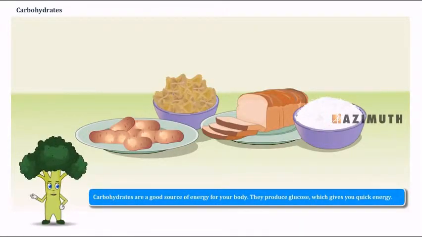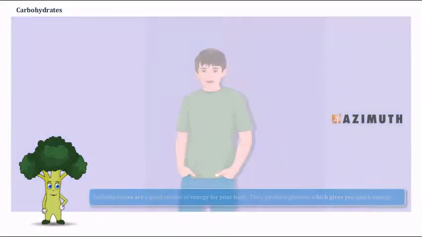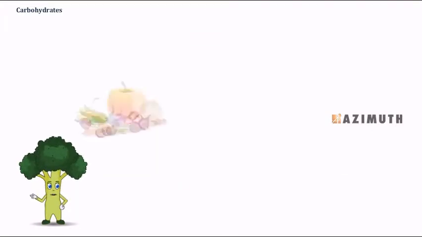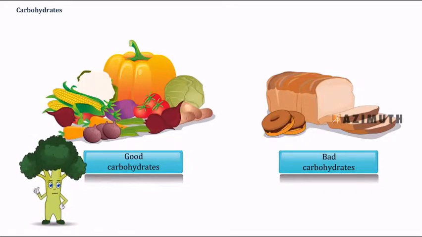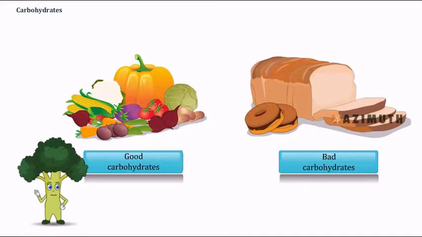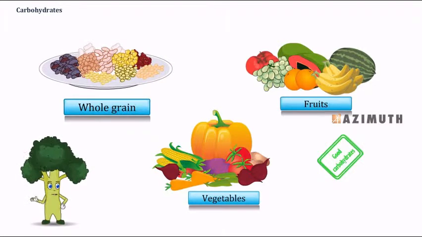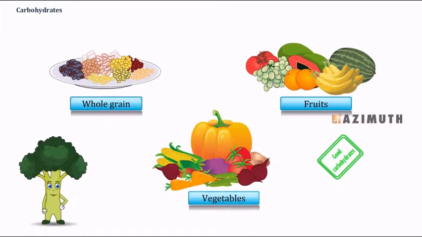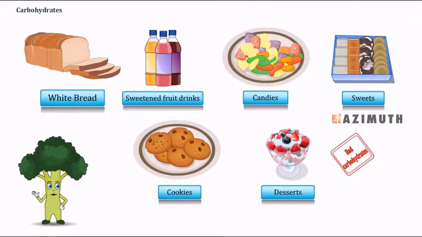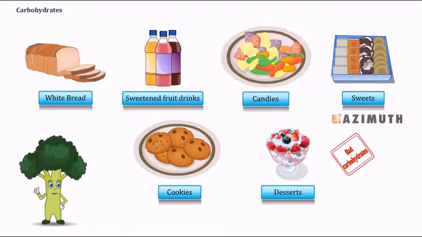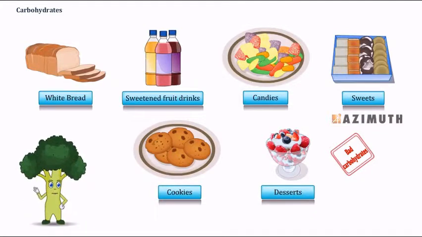Carbohydrates are a good source of energy for your body. They produce glucose, which gives you quick energy. There are two types of carbohydrates: the good carbohydrates and the bad carbohydrates. Let's see which food items have good carbohydrates and which have bad carbohydrates. The food items which contain good carbohydrates are whole grains, fresh fruits, and vegetables. Similarly, the food which contains bad carbohydrates is white bread, sweetened fruit drink, candies, sweets, cookies, and desserts. So you should eat them occasionally and in limited quantities.